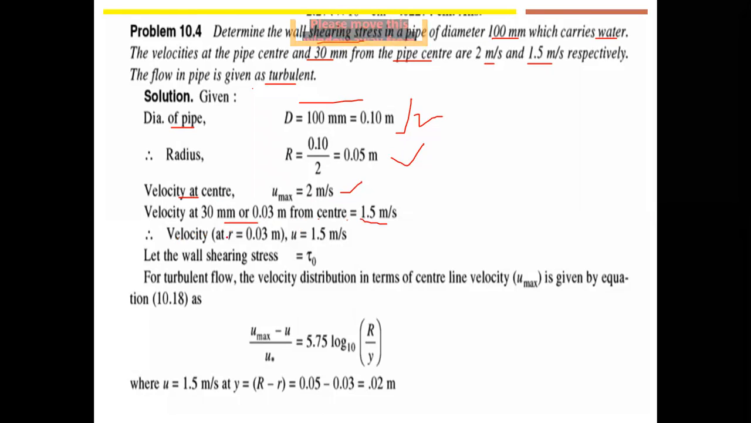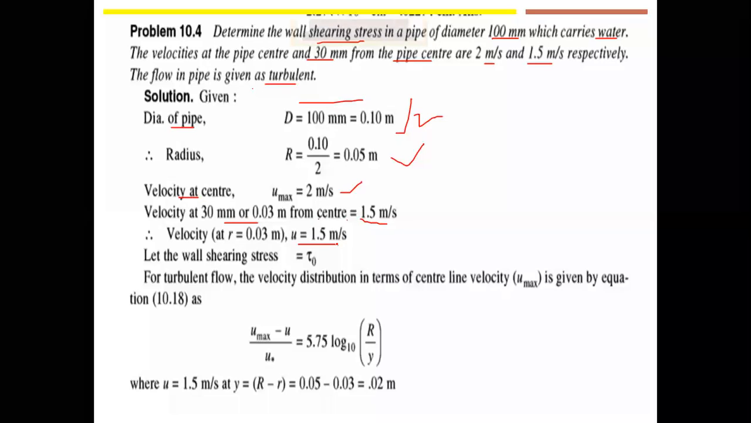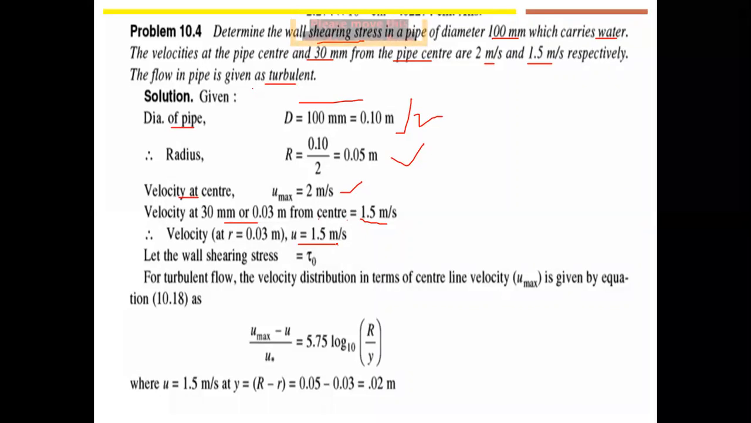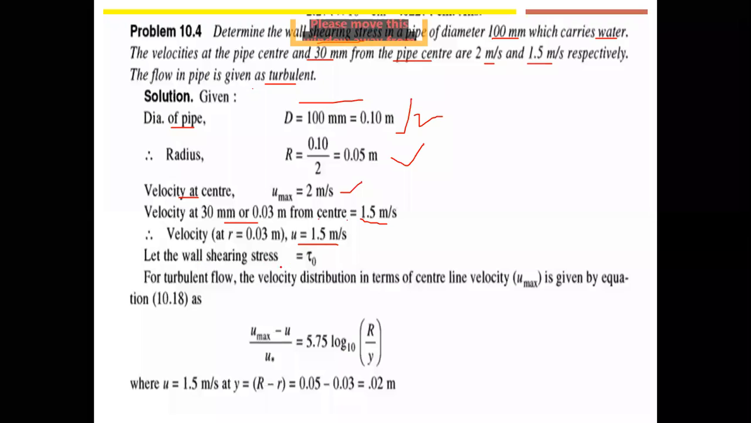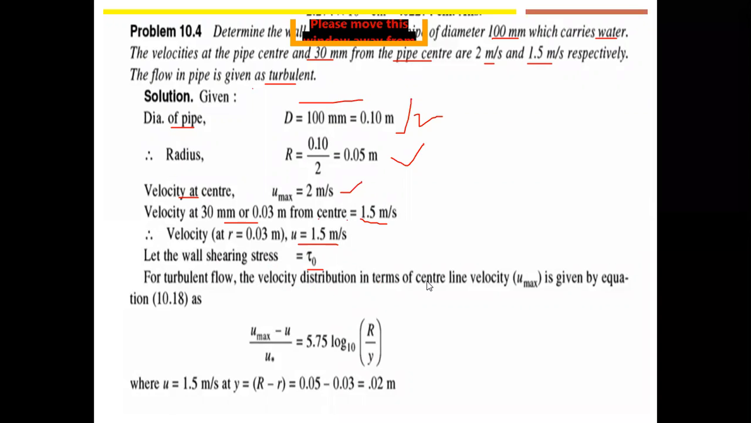Now the velocity at r 0.03 meters, U, is equal to 1.5 meters per second. Therefore let tau naught be the wall shearing stress. For turbulent flow, the velocity distribution in terms of center line velocity u max is given by the equation: u max minus u by u star is equal to 5.75 log 10 capital R by y.